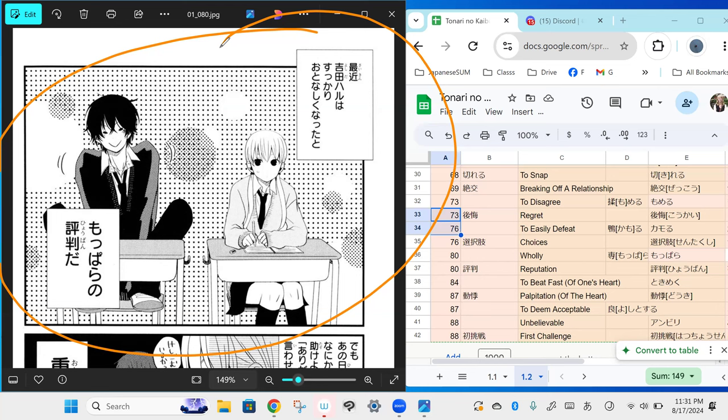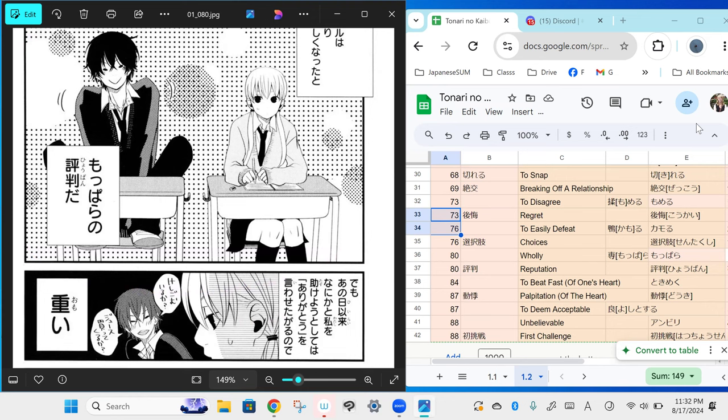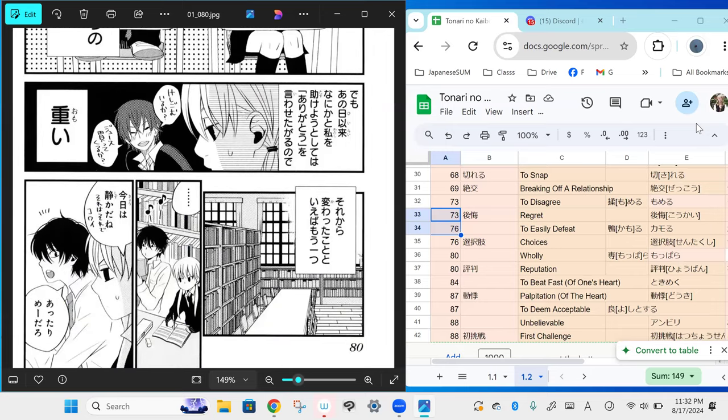吉田春は、すっかり、おとなしくなったと、it's like recently, Haru has become completely obedient. もっぱらの評判だ。Okay, so mopara is like wholly, and hyoban is like reputation. So I'm not exactly sure what it really means, except that he's basically saying everybody's talking about him, would be my guess. The whole thing is just about Haru behaving himself.